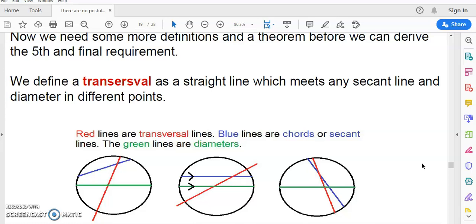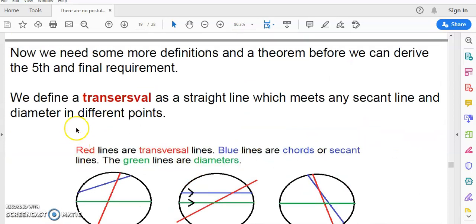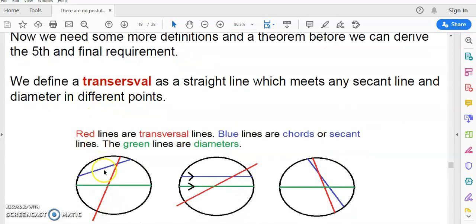And I'll show you what that means in a moment. Okay. So now, I think I can finish in this video, and I'm going to try to do that, but if not, I'll finish in the next one. We can define a transversal as a straight line which meets any secant line and diameter in different points.